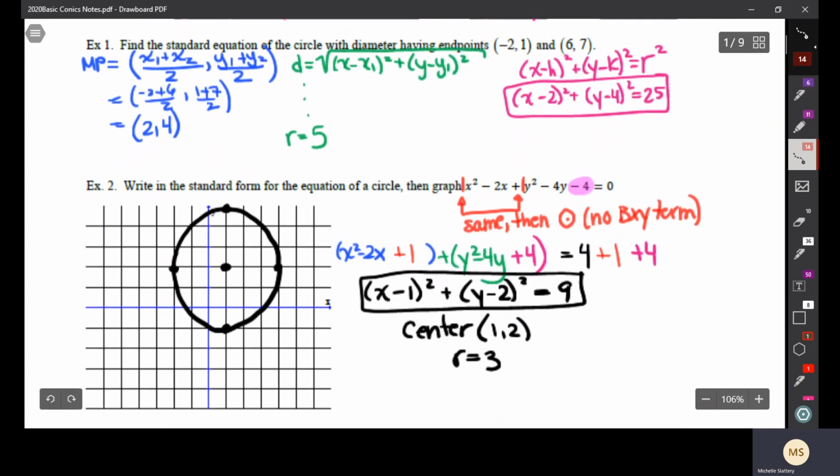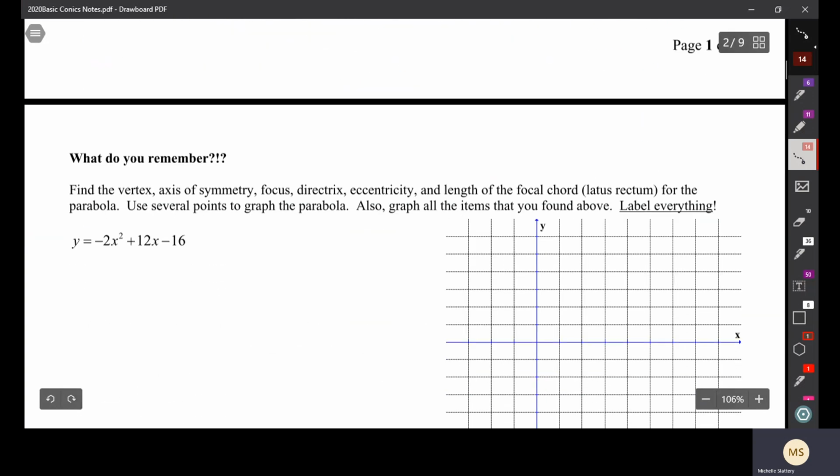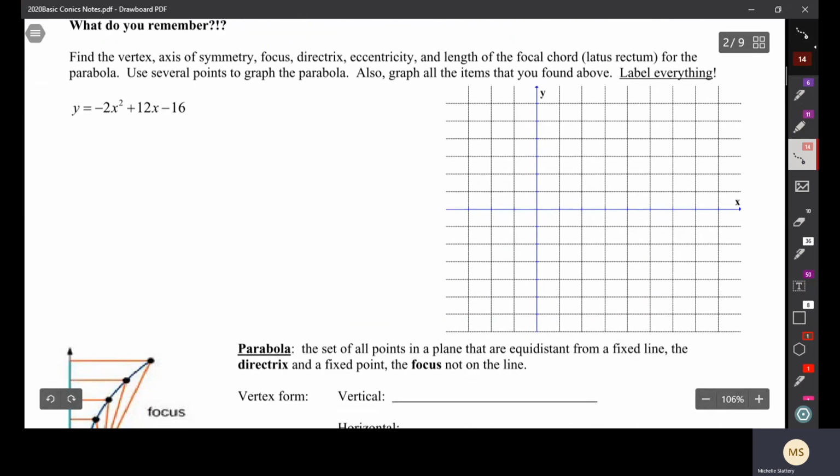All right, so examples 1 and 2 here are just some examples for circles. I want you guys to take a look at these and see if you understand what we're doing here: finding the diameter using the distance formula, and using the midpoint formula to find the radius. So remember the midpoint formula and remember the distance formula. You can pause the video, take a look at these examples and see if that makes sense to you. And then you guys did a parabola example for your homework.